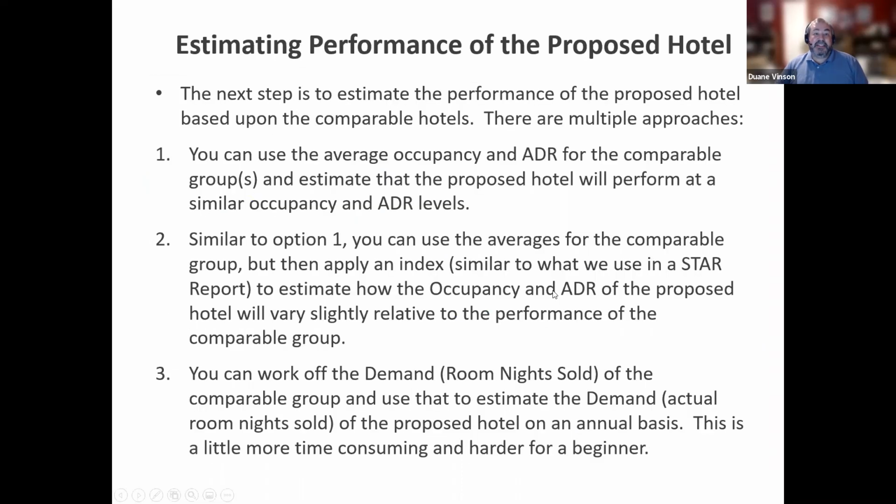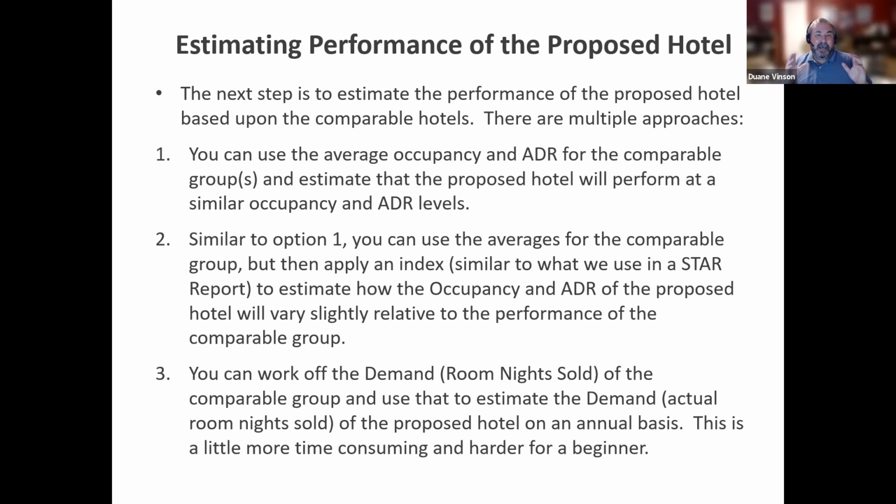The next step is estimating the performance of our proposed hotel based upon the comparable hotels. There are multiple approaches to this. You can use the average occupancy and ADR for the comparable hotels. You can use the averages for the comparable group, but then apply an index to that to estimate how the occupancy and ADR of our proposed hotel will vary slightly relative to the performance of the group. So we've talked about indexing as well in the CHIA training, right? How do you compute an index?